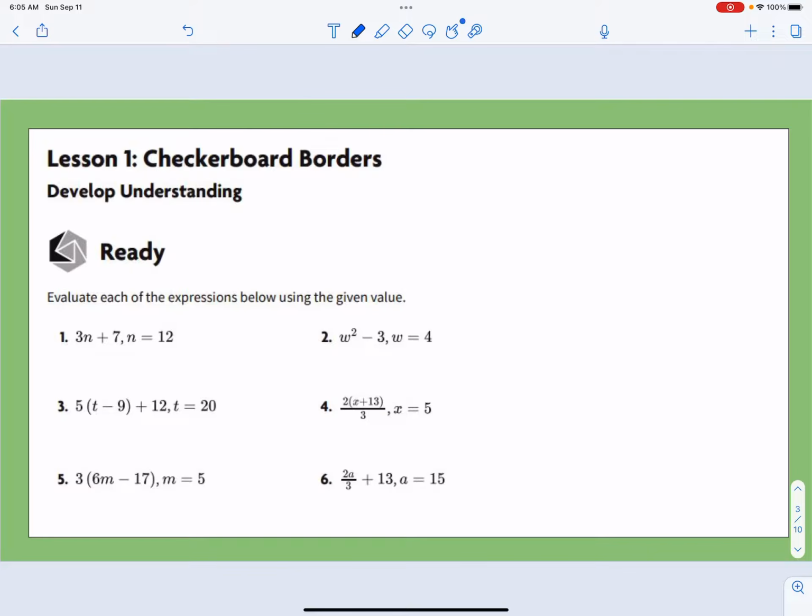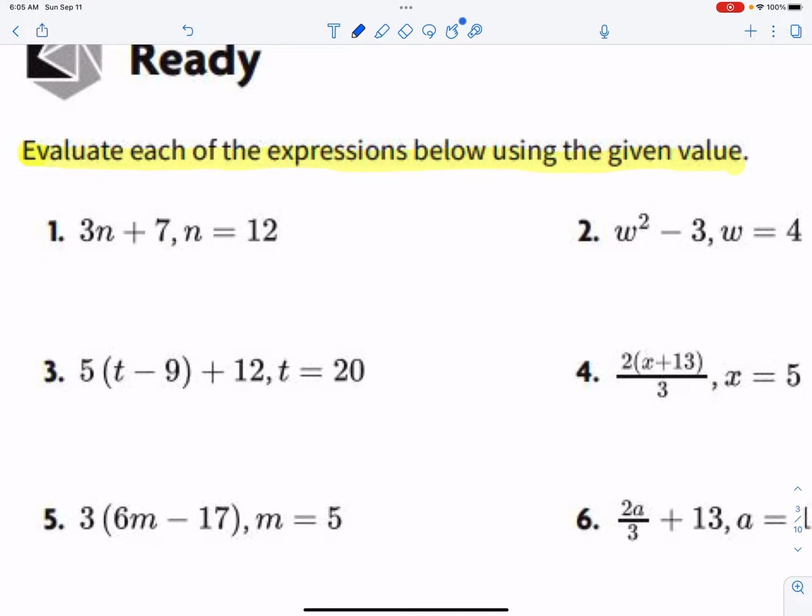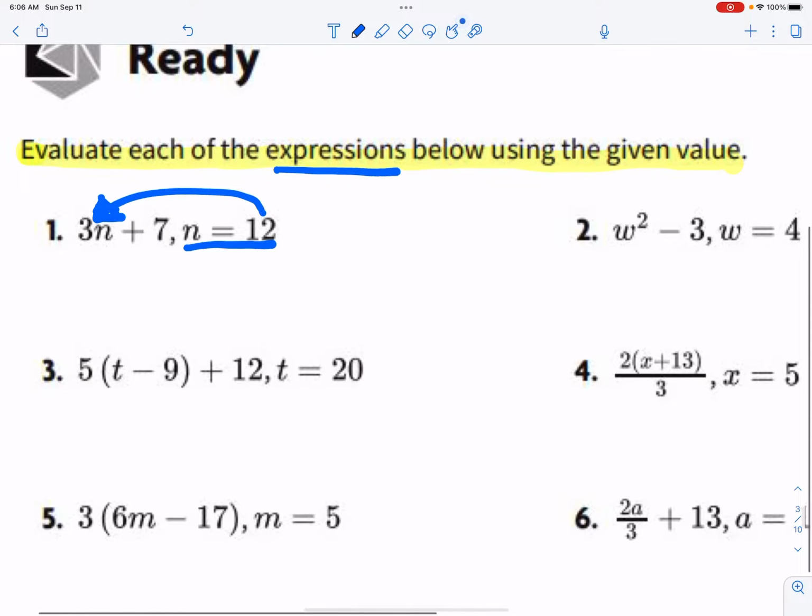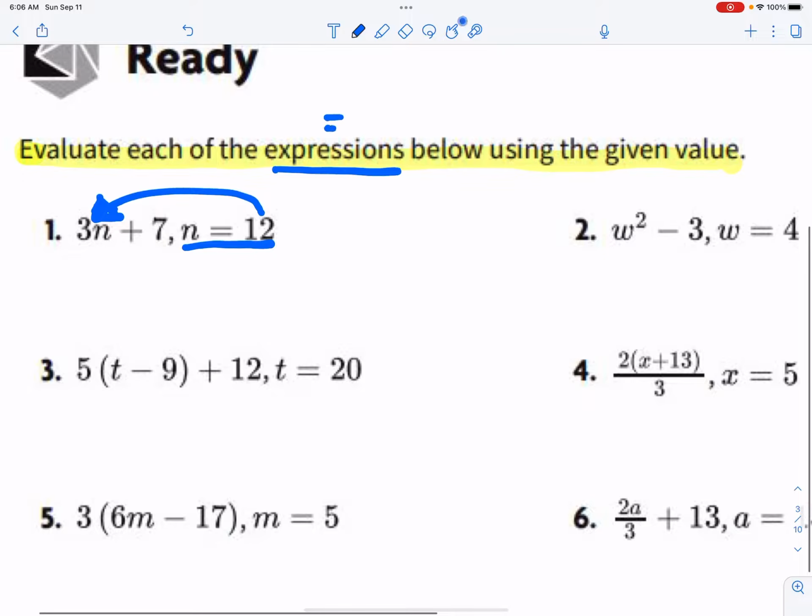All right, so for the first question, we have to evaluate each of the expressions below using the given value. So what we're going to be looking at here is taking the value of n that's provided here. So in this case, n equals 12. And we're going to use that value and put that into the expression. Just recall that it is an expression because it doesn't have an equal sign or something along those lines. If it had an equal sign, we would call that an equation.